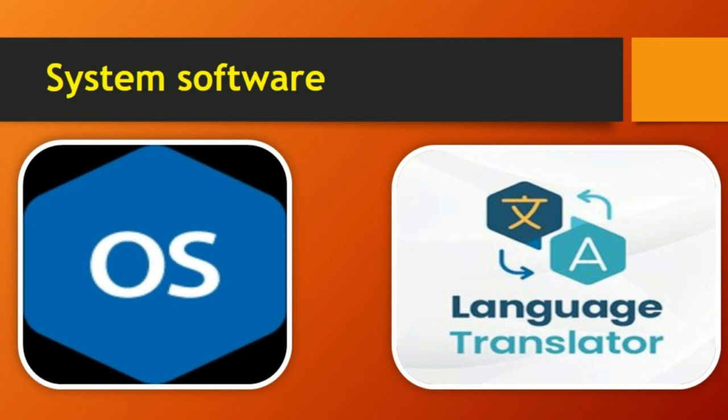Some examples they have given. First one is operating system, OS. When the computer is switched on, the OS is the first program that is loaded in the computer memory. And it acts as an interface between the user and the computer. For example, if I am using the computer, I am the user and the computer is one of the components. So it interfaces between user and computer. So it is called operating system.